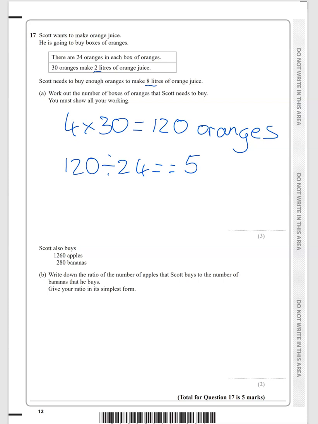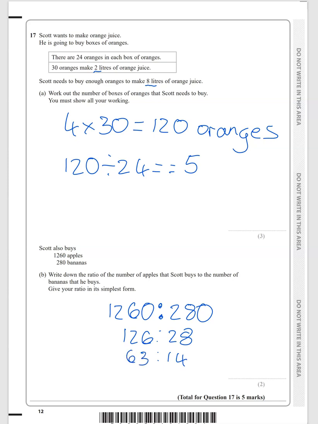Okay, it's not really connected at all, is it? So apples to bananas. Now it does say in its simplest form. So let's have a go at simplifying. I'm going to divide by 10. Now I need to find a number that goes into 126 and 28. So definitely, what's the highest number that goes into 28? Is 4. No, 4 doesn't go into 126. Let's do it by 2. 14. So dividing both by 2.